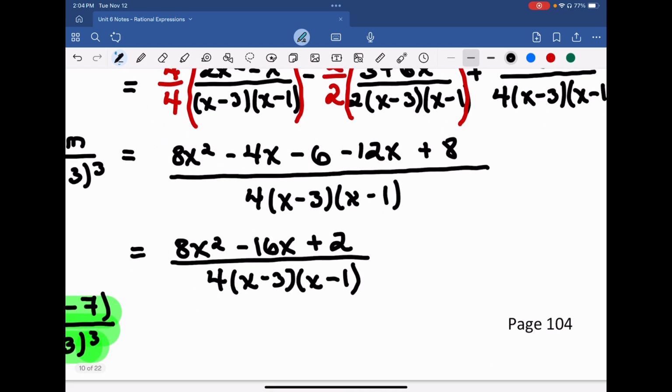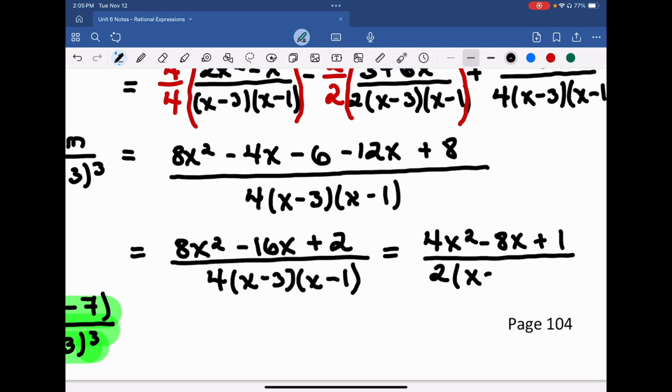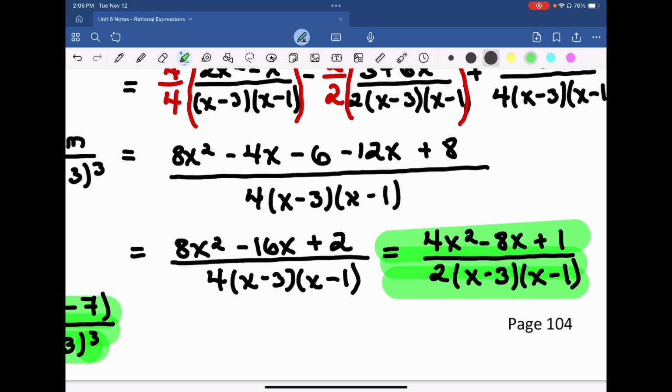Okay, now there's one thing I'm realizing we can do with this, and it's just to reduce this in terms of a common factor. If you realize that all of the terms are divisible by something, in this case we have 2, 4, 16, and 8, they're all reducible by a factor of 2. Let's just divide them all by 2. So this is going to become 4x squared. This is going to be negative 8x. This is going to be positive 1. And then lastly, in the denominator, if we divided the 4 by 2, it was 2. And then our binomials stay the exact same, x minus 3, x minus 1. There is our answer.